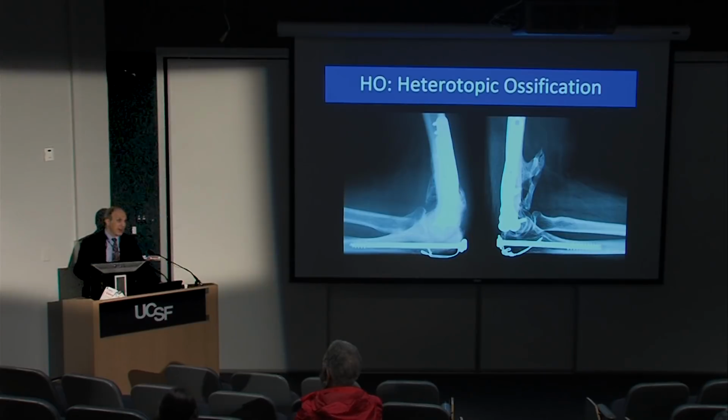Another complication around the elbow, as I mentioned, is stiffness. Around the elbow, compared to other joints, the elbows have a tendency to develop extra bone formation. Due to the injury to the muscles and the capsule of the elbow joint, sometimes the muscle and the capsule of the elbow joint turns into bone. Basically, our body creates bone when we don't want it.